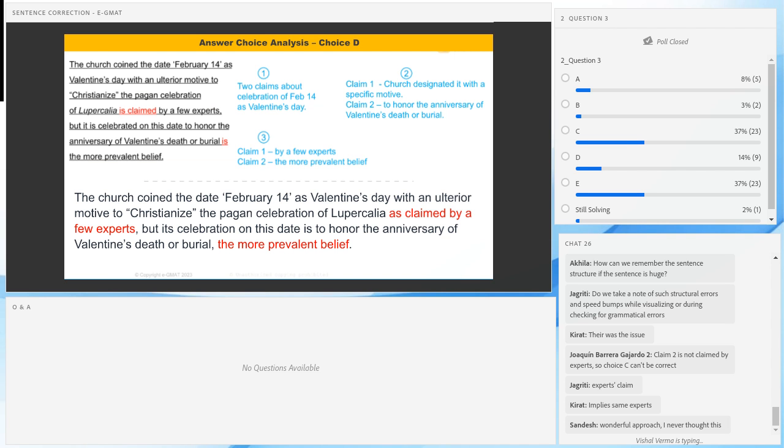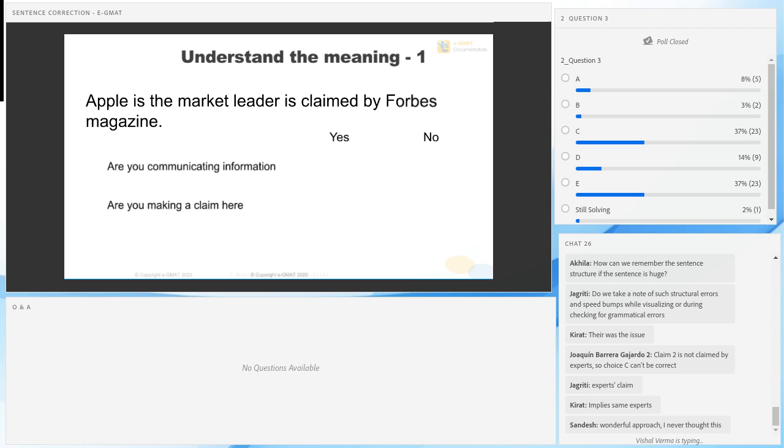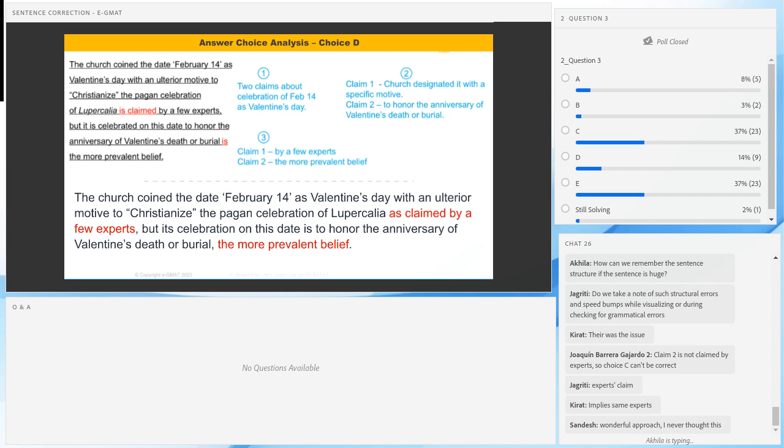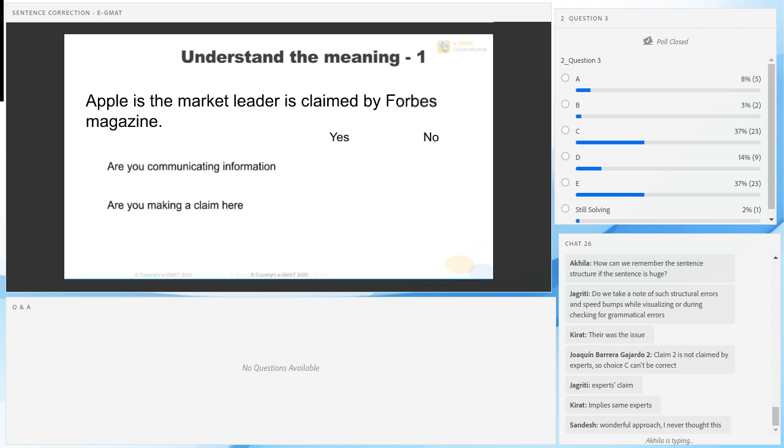Okay, choice D, again, as claimed by a few experts, but it's celebration. Choice D is a little bit more nuanced, I would say. Not many people have selected choice D, but the main thing over here is if you're saying as claimed versus is claimed, again, a single word is making a huge difference here.